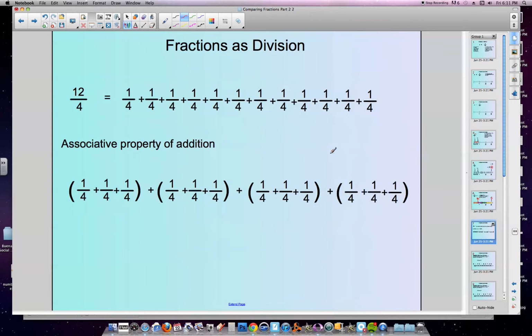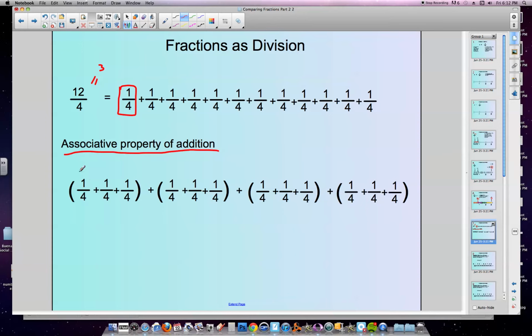Another way to look at this is a little bit more arithmetic-based. 12 over 4, which is the same thing, equals 3. 12 over 4 means 12 segments that each have a length of 1/4. So 1/4 plus 1/4, and so on and so on and so on. And I've kind of grouped it with parentheses. The associative property of addition says that how we group things doesn't change the outcome.